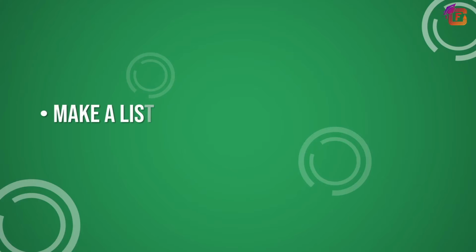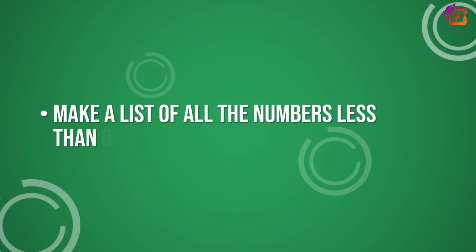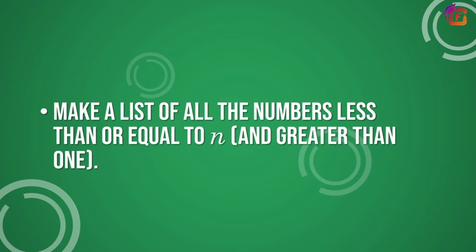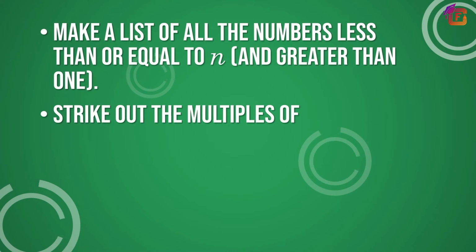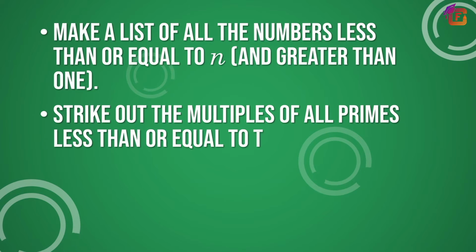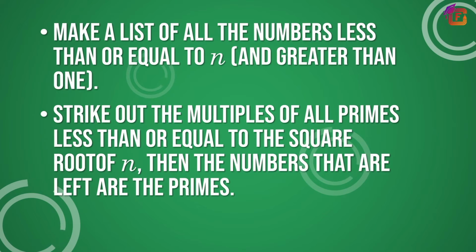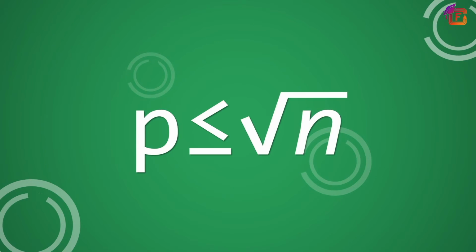Let us take n as the number up to which the prime numbers are to be found. In this method, we make a list of all the numbers less than or equal to n and greater than 1. Strike out the multiples of all primes less than or equal to the square root of n, then the numbers that are left are the primes. Come on, let us learn how to implement it.